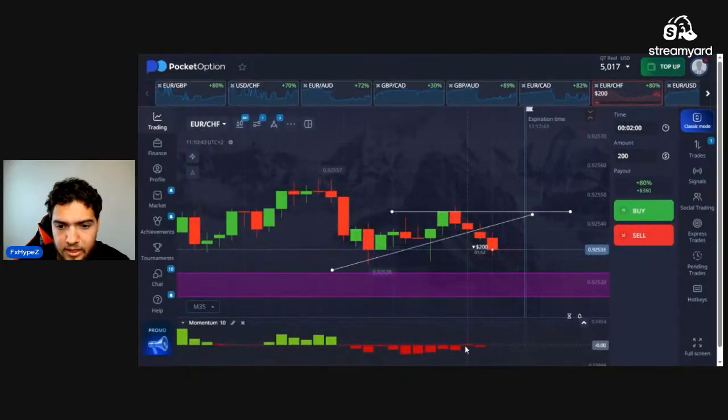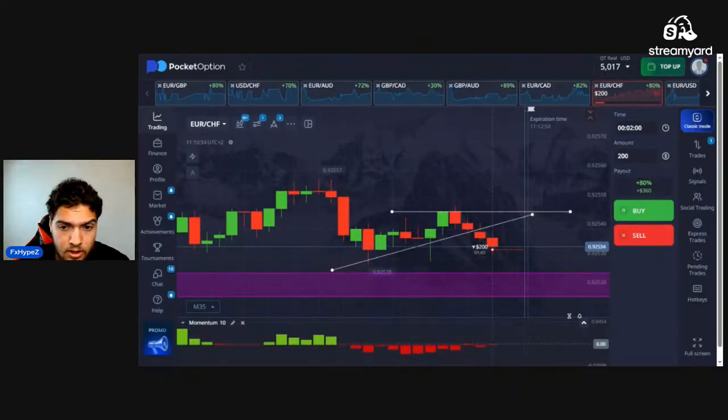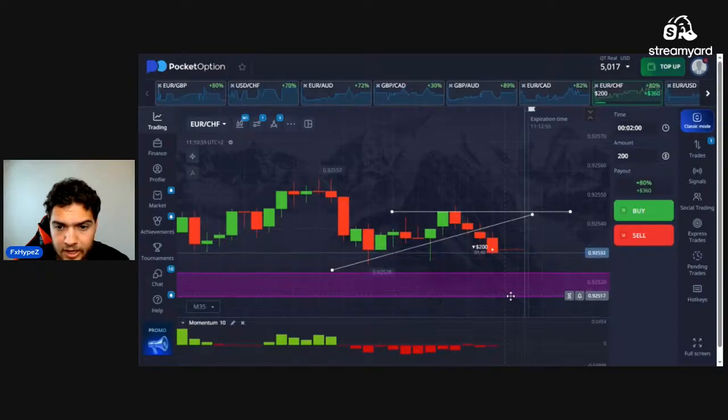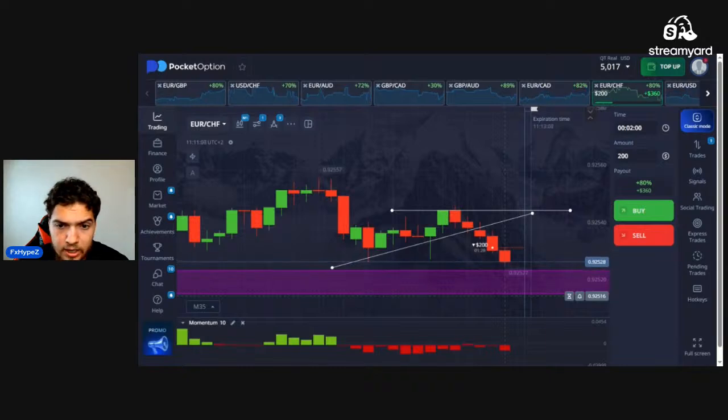Yeah, momentum is teasing here, bouncing between red and green. But we do have this fair value gap down here, which is kind of why I've been confident in taking a 2-minute sell here. Simple trend line break. Yeah, we're just going to watch it.